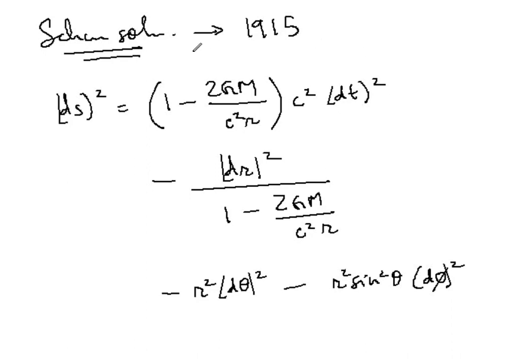Now look into this metric. Does it look perfectly fine to you? At first instance, it looks fine. But look over here. What will happen when this 2GM/c²r is equal to 1? Then this term will just blow up, right? Similarly, there is another problem. What will happen at r tending to 0? Again, this term will blow up. So basically, if you see very clearly, this metric has, in a way, two singularities.